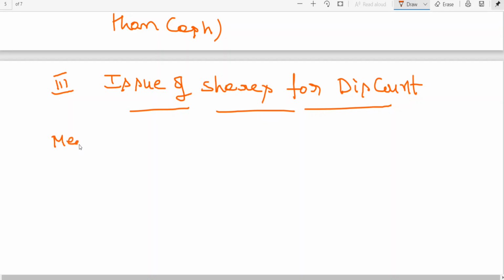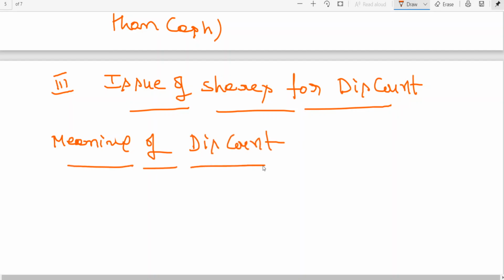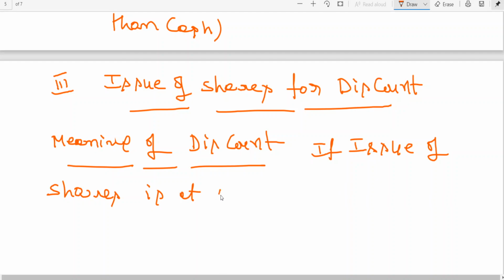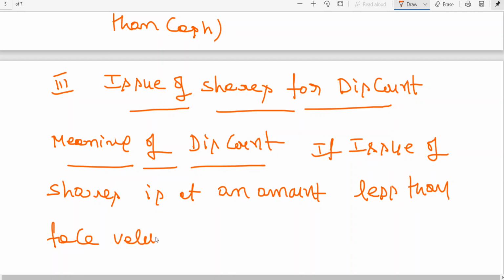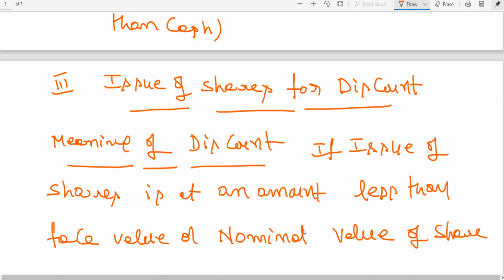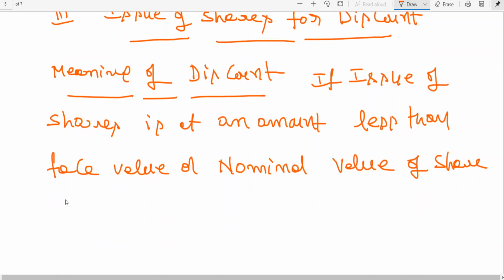First, let me tell you the meaning of discount. If issue of shares is at an amount less than face value or nominal value of share, it is called as issue of shares at discount.